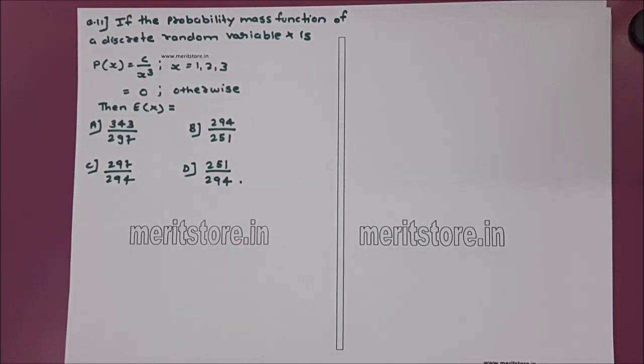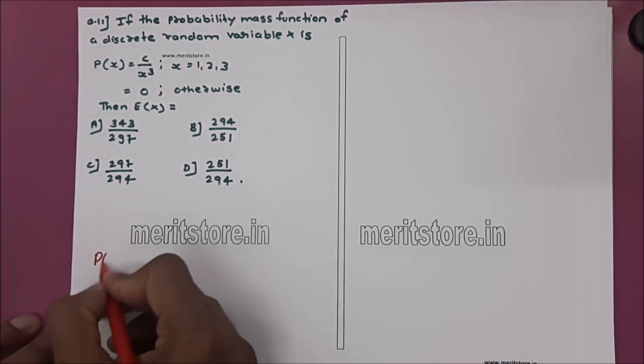Question 11. If the probability mass function of a discrete random variable x is p(x) is equal to c by x raised to 3, where x is equal to 1, 2, 3 and 0 otherwise, then E(x), that is the expected value, is: a) 343 upon 297, b) 294 upon 251, c) 297 upon 294, d) 251 upon 294.